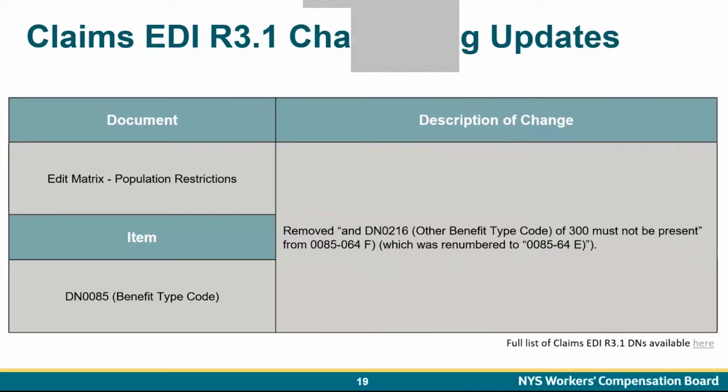In the case of DN 85 and removing the and DN 216, other benefit type code of 300 must not be present. This condition was covered by another population restriction, and it was covered actually under a population restriction for other benefit type code, DN 0216-064B. And so because of that, and it was duplicating, we removed the population restriction related to benefit type code, and that resulted in just a re-lettering of F to E.